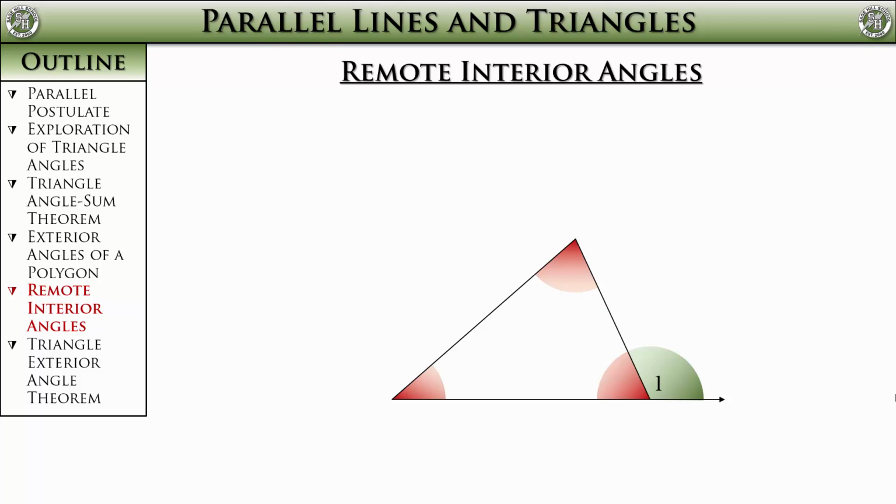So back to our interior angles. We want interior angles that are remote from our exterior angle there. There are 3 interior angles. One of them is right next to the exterior angle, so that one isn't remote at all. However, the other 2 angles are remote from our exterior angles. So it is these 2 angles which are the remote interior angles for our exterior angle.